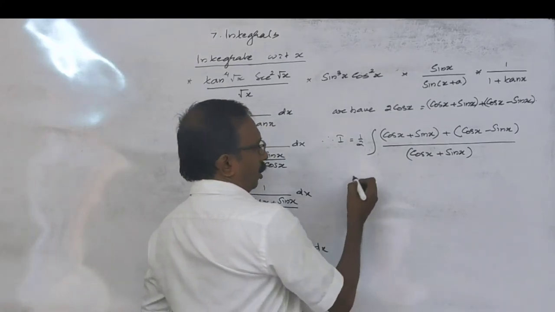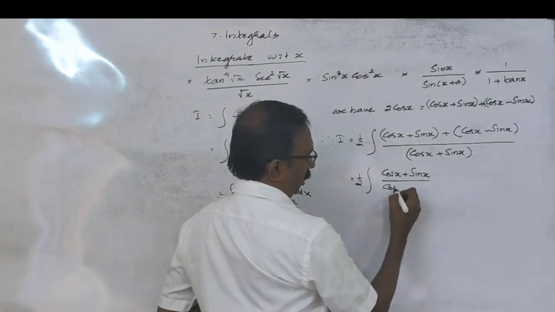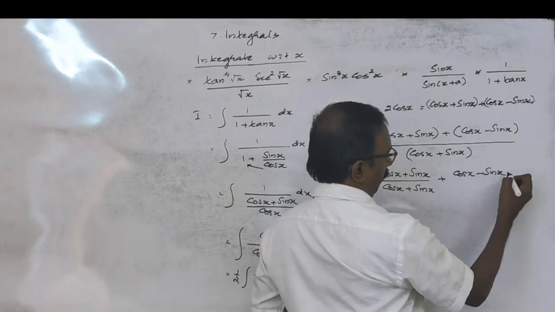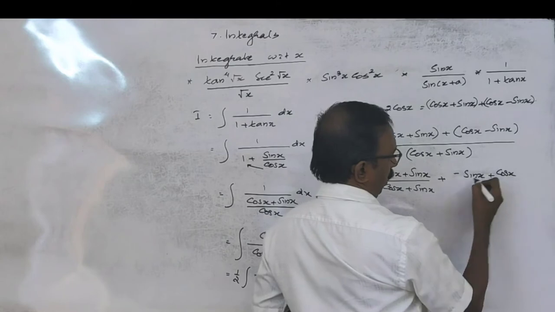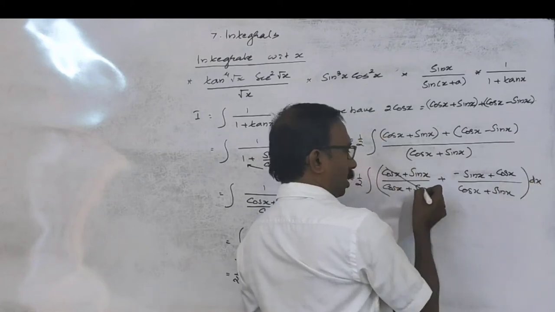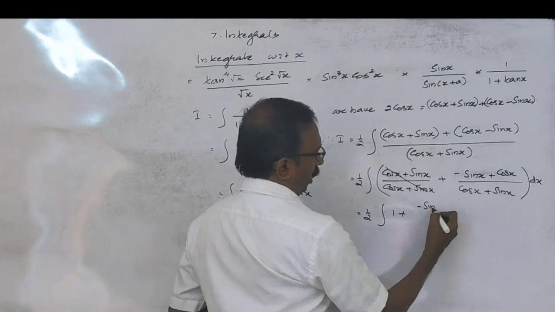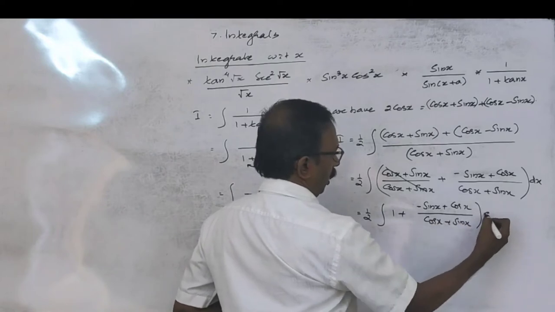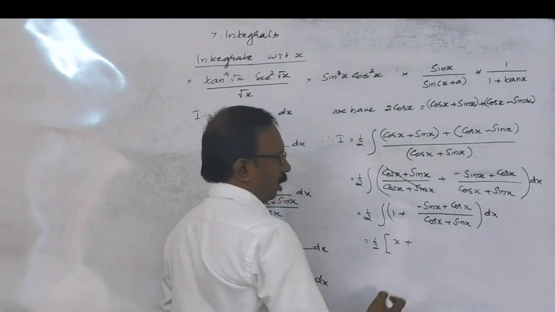Now divide each term by the denominator: half into the integral of (cos x plus sin x) divided by (cos x plus sin x), plus (cos x minus sin x) divided by (cos x plus sin x). The numerator of the second term is the derivative of the denominator, which is the standard formula. So we get half into the integral of 1 plus (minus sin x plus cos x) divided by (cos x plus sin x). So the integral of 1 is x, half into x plus the remaining part.